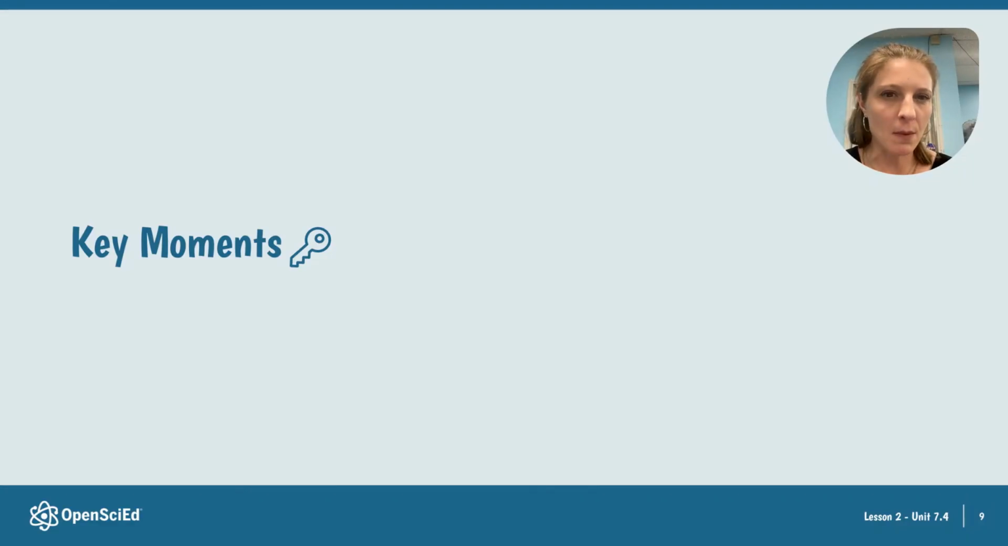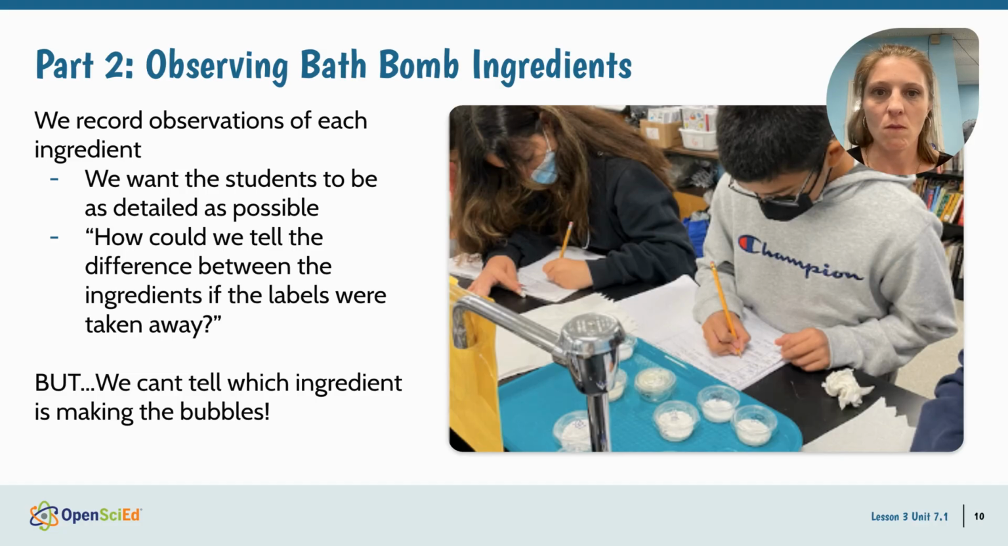So here are some moments that I think are really important to this lesson that you're going to want to pay attention to and watch out for. On day 1, in part 2, the students begin by observing the bath bomb ingredients. They're going to look at all of those 10 common ingredients in their natural state, so without water.